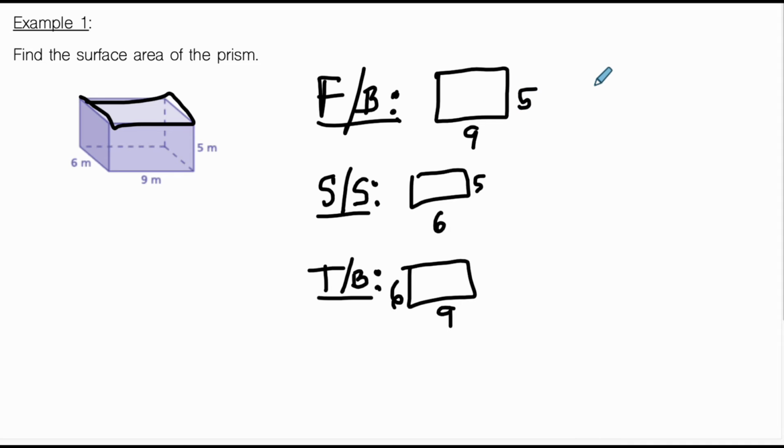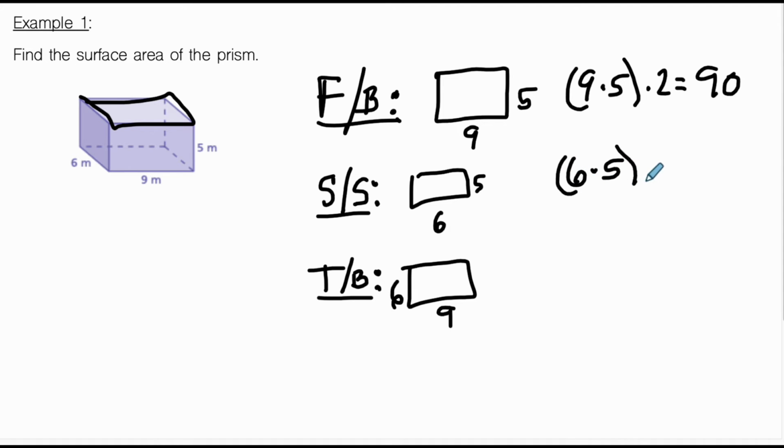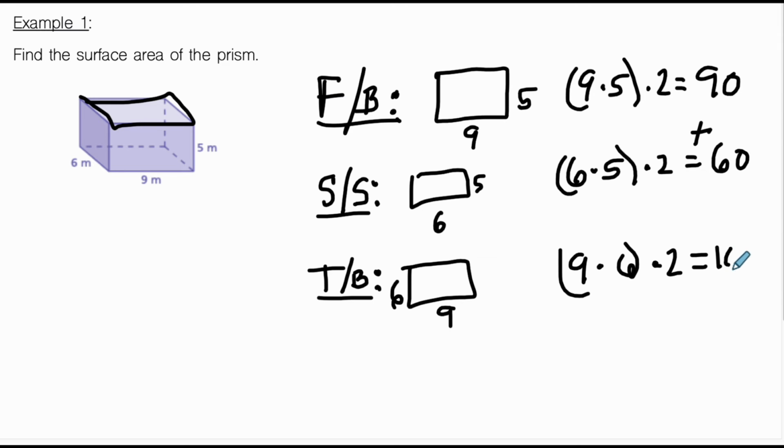So this surface is a rectangle. It's 9 by 5, and there's 2 of them. So that's 90. For this, it's 6 by 5. And double it because there's 2 of them. So that would be 60. And then the last surface is this 9 by 6. And there's 2 of them because it's the top and the bottom. 9 times 6 is 54, times 2 is 108.